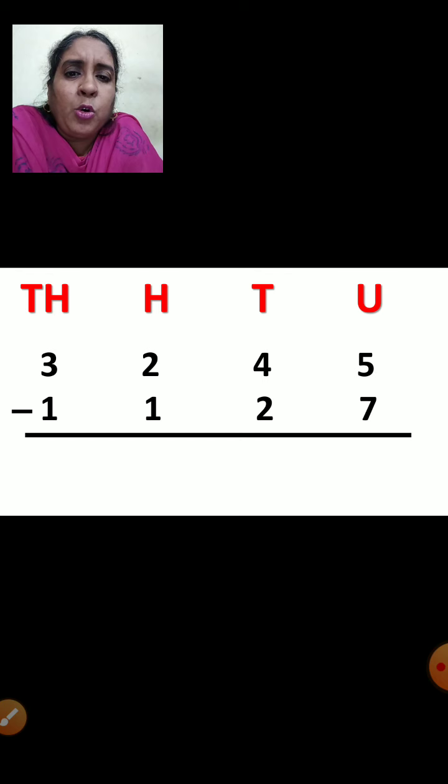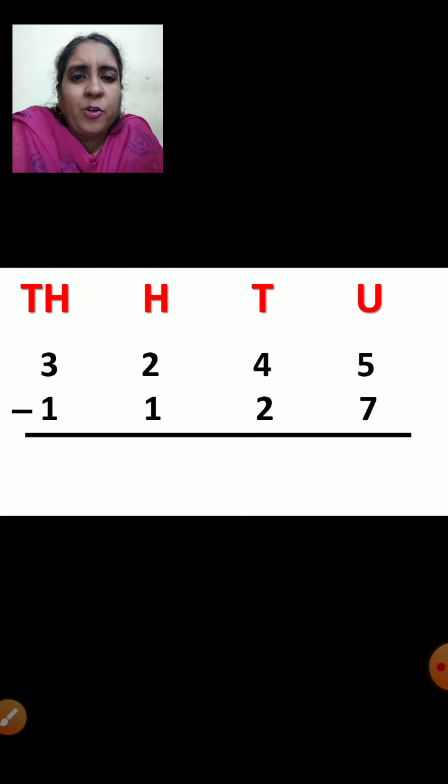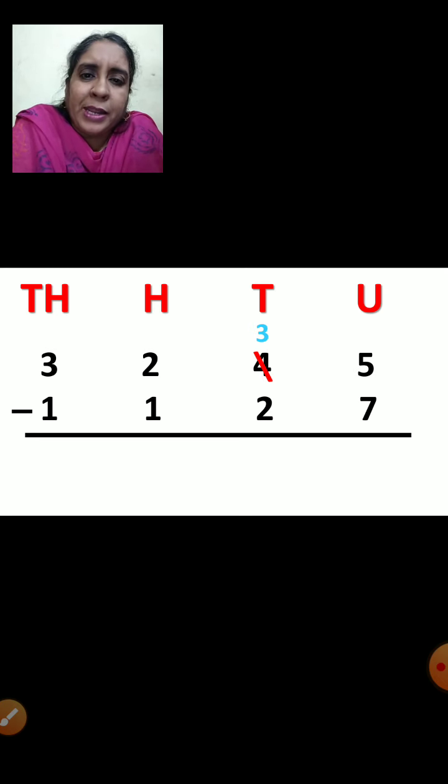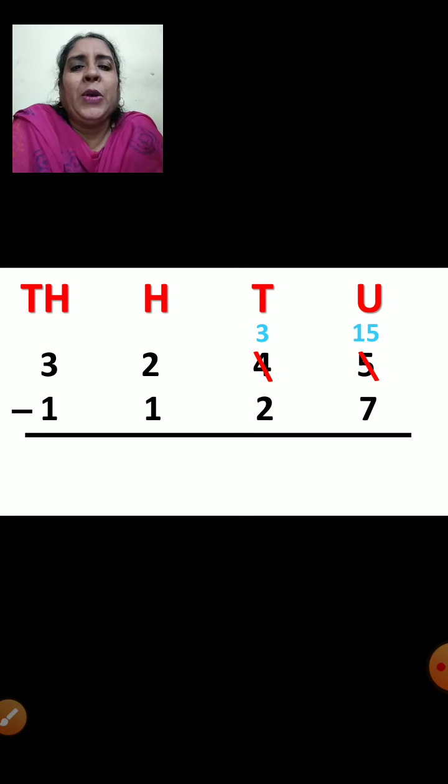So what will you do? You will go to your neighbor, right? Tens place. Now you can ask tens to give you 1. You can borrow from there. So you will cut 4. You will do 4 minus 1. How much will be left in tens place? 3. And that 1 ten you can take to units place. So you will cut 5, 1 ten and 5 units. How much will be there in units place now? 15. Very good.